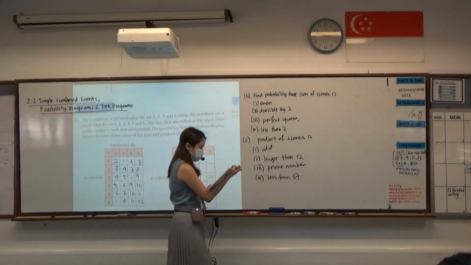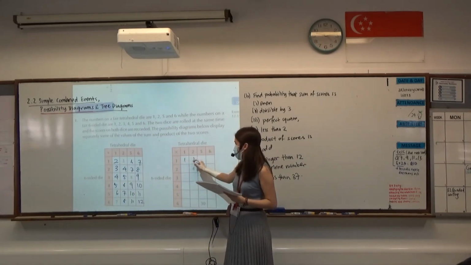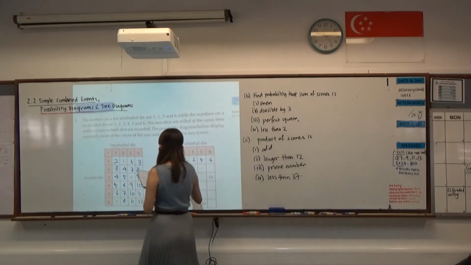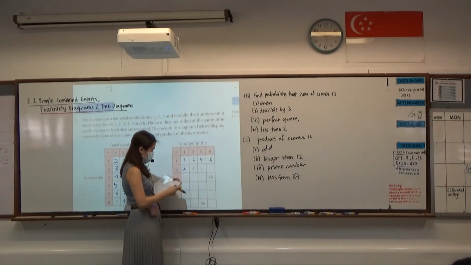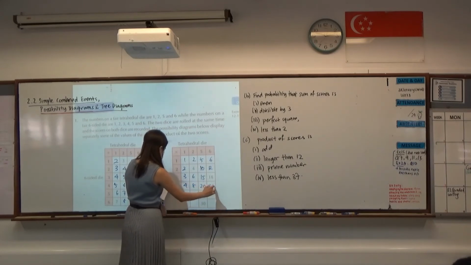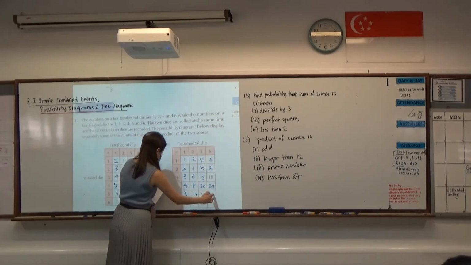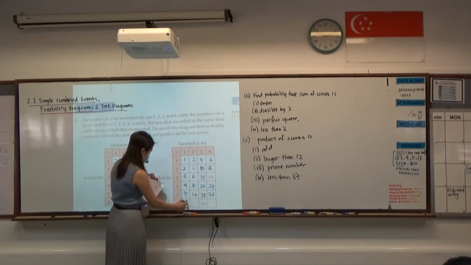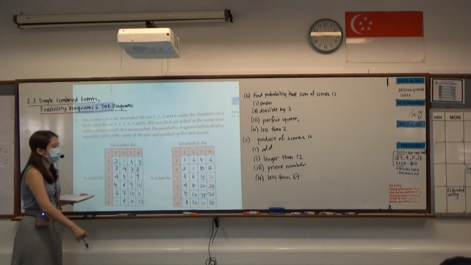Dylan? 1, 2, 5, 6, 10, 12, 10. Okay, so this will be the product.